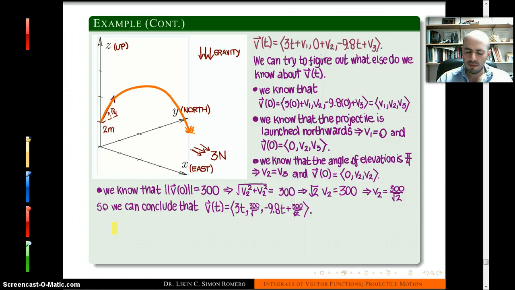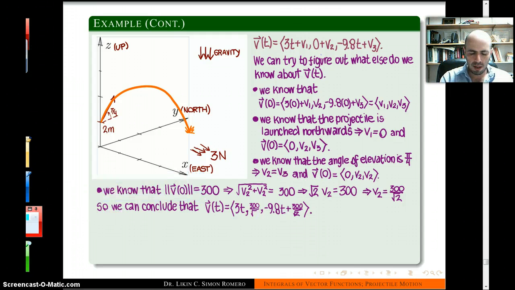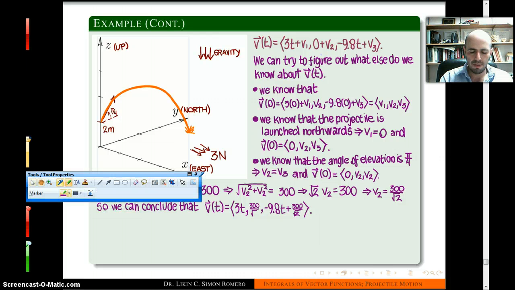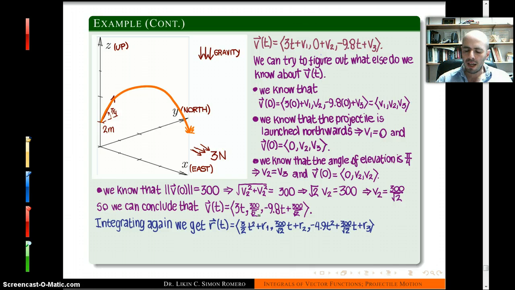And now it seems that a 2 is missing right here, so let me just put it really quick. Okay, now that we can conclude that, then integrating again, we have that r(t) is equal to this.